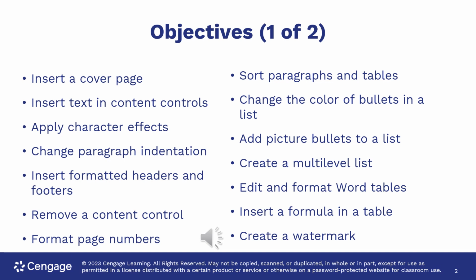In this walkthrough, we'll be looking at inserting cover pages, inserting text in content controls, applying some character effects, changing paragraph indentation, insert formatted headers and footers, remove a content control, formatting the page numbers, sort paragraphs and tables, change the color of bullets in a list, add picture bullets to a list, create a multi-level list, edit and format the word tables, insert a formula in a table, and create a watermark.